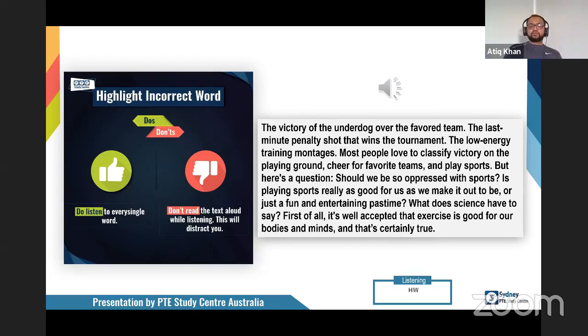What we must not do is don't read the text aloud while listening. Now, this would definitely create chaos, because at the same time, you're trying to concentrate on what the speaker is saying, and then you are trying to match your script with what the speaker is saying. So if you start to speak, something that I highly recommend when you take notes is when you mumble, you're listening to your own voice. It's not going to help you out for highlight incorrect words.